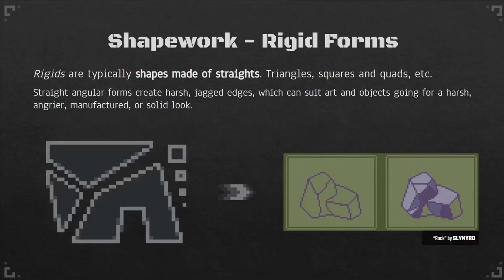Finally, you might consider shape work, right? There are two forms of shapes. You have the rigid shapes. These are really straight shapes made of triangles, squares, quadrilaterals, etc. They create really harsh, jagged edges, which makes your object feel harsh and jagged, right? It can also make it feel very manufactured or very solid. So you might use that for rocks and mechanical objects, etc.